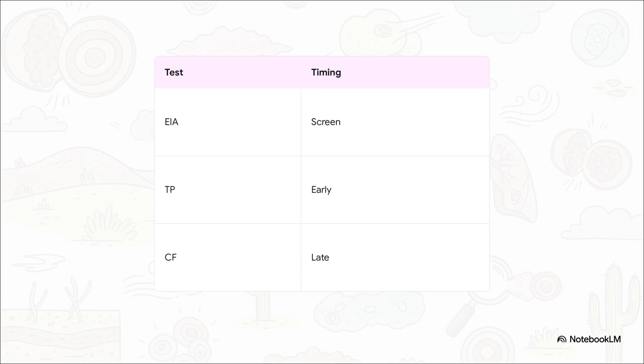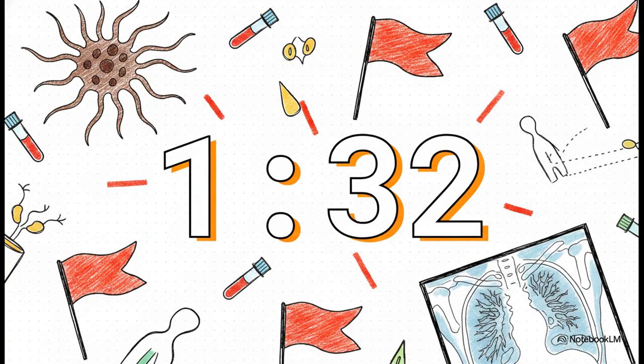Then, we have complement fixation, or CF. This one tests for IgG, which is the later responder. If you see rising CF titers, that tells you the fungus is actively growing and the disease is actively progressing. Now, I want you to literally burn this specific complement fixation titer number into your brain. 1 to 32. If you ever see a CF titer of 1 to 32 or higher, that is a massive, screaming red flag. It indicates severe, widespread disease and an extremely high risk of extrathoracic dissemination.